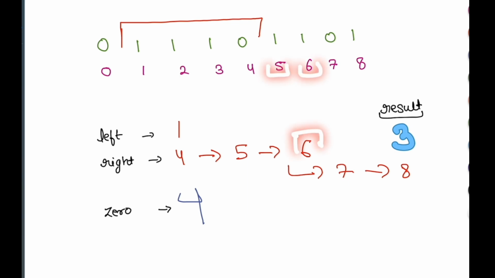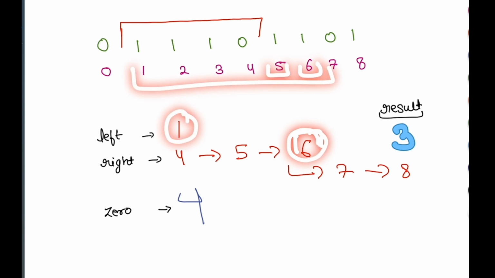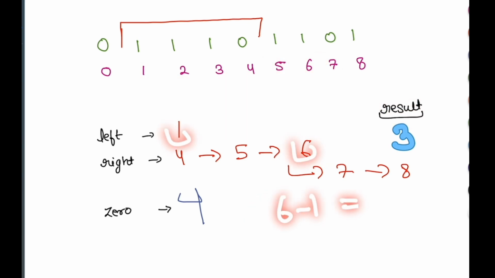But you will see the magic. When we are at index number 6, the left is still 1, right? This is our window. Every time we are going to calculate the result and we are going to store the maximum result. At this point, the result will be right minus left, 6 minus 1, which is equal to 5. So now our result is not 3, but it is 5.